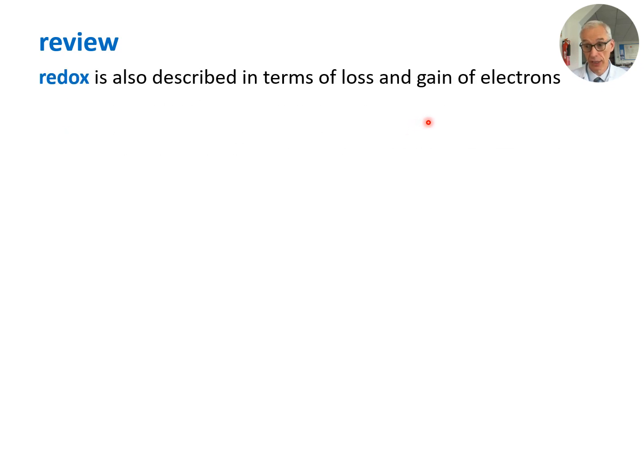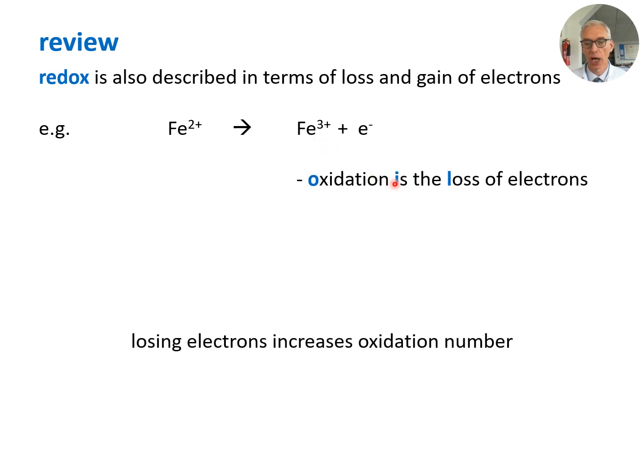So we can also discuss redox in terms of loss and gain of electrons, which you will be familiar with if you have done GCSE chemistry. So let's consider Fe2 plus to Fe3 plus. That's an increase in oxidation number, but it's also a loss of electrons. So losing electrons increases oxidation number. So oxidation must also be the loss of electrons.